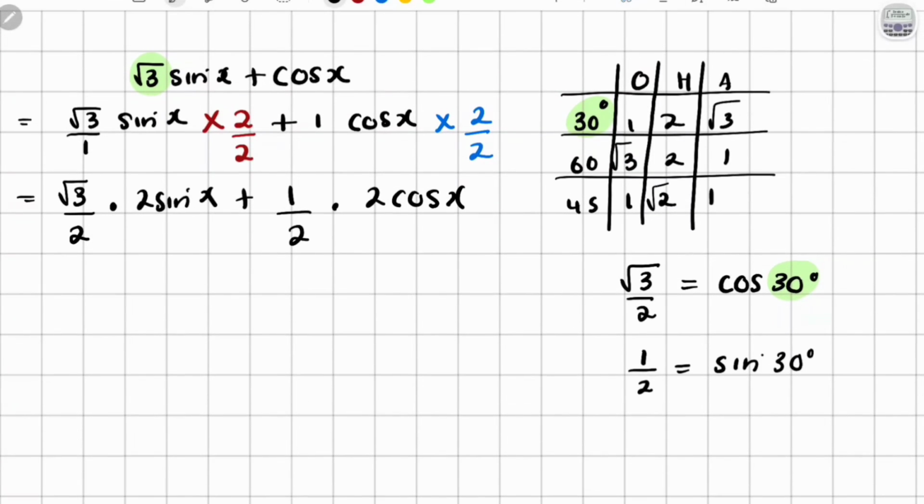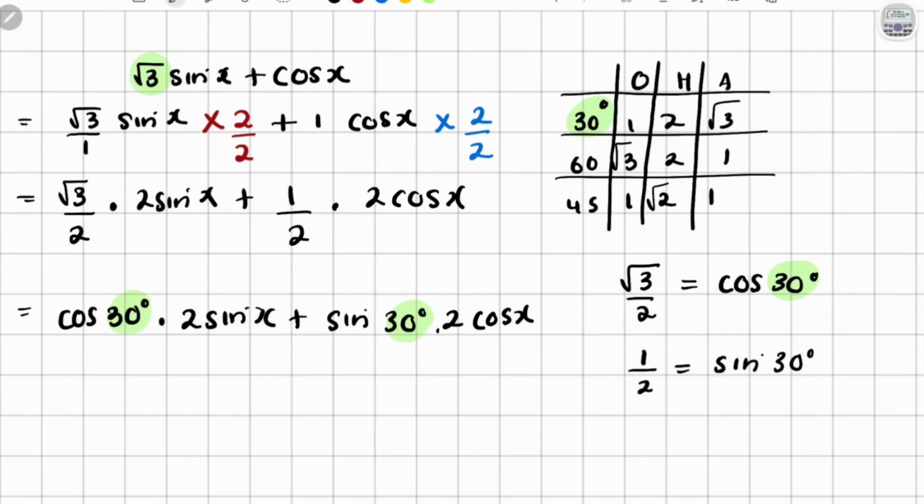Okay, so this is what we have. And we knew that root 3 over 2 is equal to cos 30 degrees, so I'm going to change that to cos 30 degrees, multiplied by 2 sine of x. And then we have plus 1 over 2, which is sine of 30 degrees. Make sure those angles are really the same. Then we have times 2 cos of x. See, I have not changed the value of it, I just changed the way it looks. That's the whole thing about maths at the end of the day.